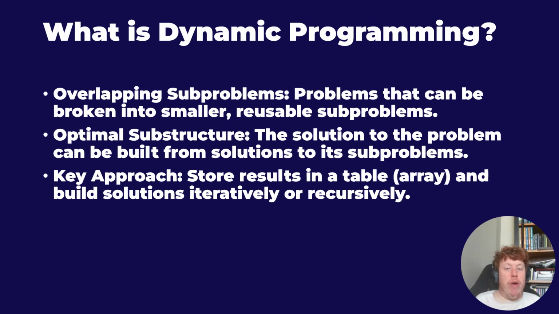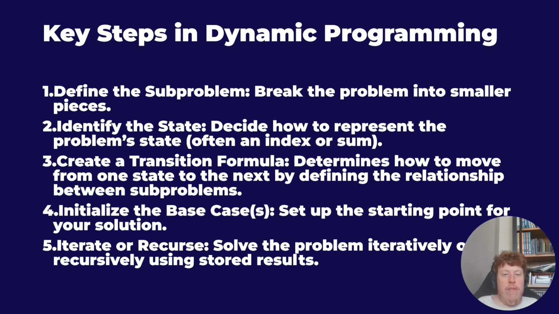Dynamic programming, or DP, is an optimization technique used to solve problems with overlapping subproblems and optimal substructure. It involves solving smaller subproblems once and storing their results to avoid redundant calculations. To solve a dynamic programming problem, follow these key steps. Number 1, define the subproblem. Break the problem into smaller pieces.